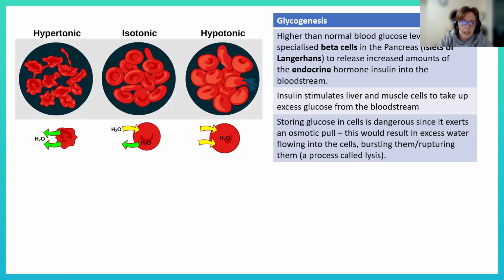The reason this happens is that storing glucose in the cells would be dangerous because it exerts an osmotic pull, and this would result in water rushing into the cells. This is a red blood cell here, but it's the same for all animal cells. It would cause water to rush in if they were full of sugar, and it would cause them to burst. This is called cell lysis. This lysis would happen because there's no cell wall in animal cells. And if there was loads of sugar in a cell, loads of water would move in by osmosis because of this osmotic pressure, and they would just pop.